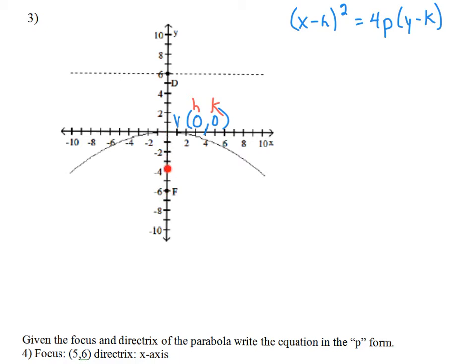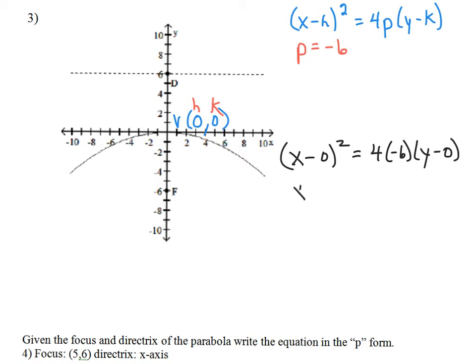So clearly there are 6 units. Because those 6 units to get from the vertex to the focus are going down, my p-value is going to be equal to -6. So let's go ahead and enter all of this information into my equation. So x minus 0 squared equals 4 times -6 multiplied by y minus 0.